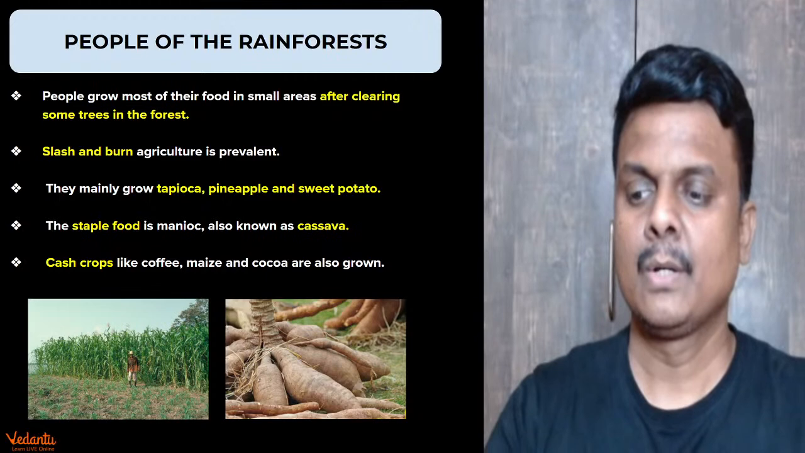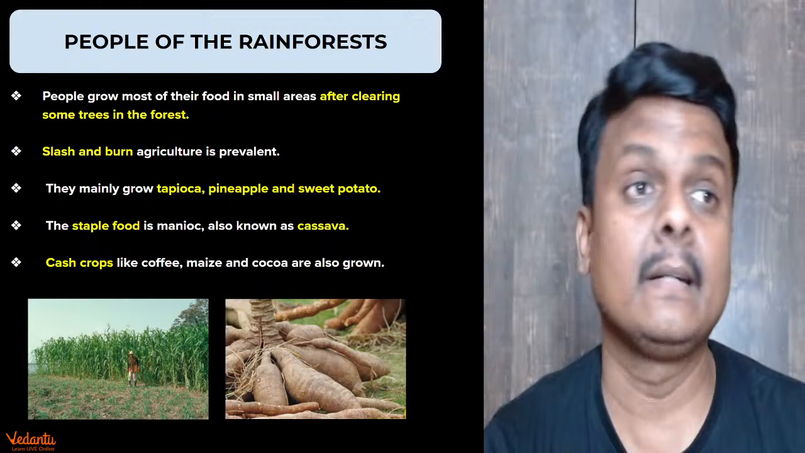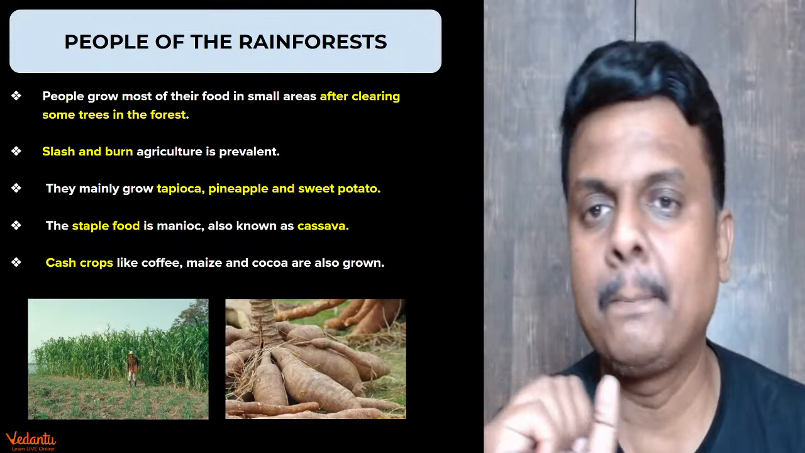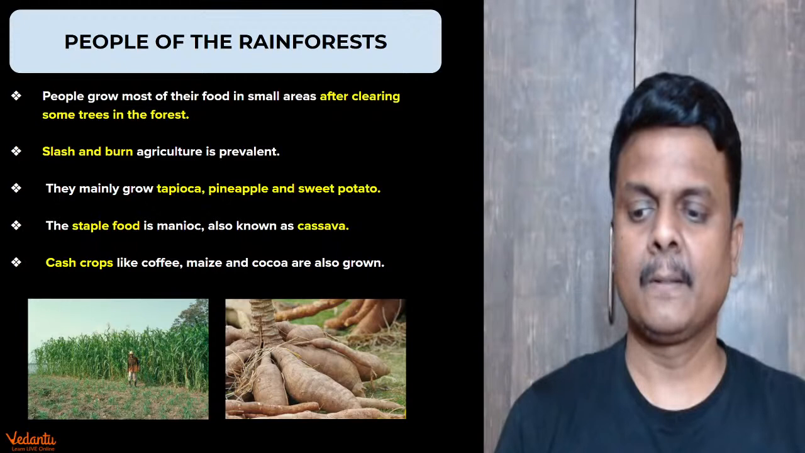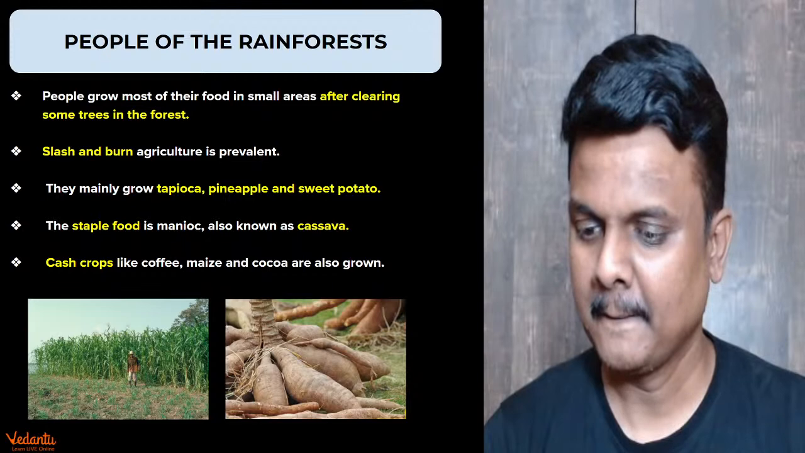So when it comes to the remaining part, the people of the rainforest, what have we covered till now? We have covered the climate, the weather, the rainforest part. The fauna is also done. Now it is the people whom we will be focusing on. You guys are with me till this? Give me a yo, guys, if you are clear till this. Awesome.